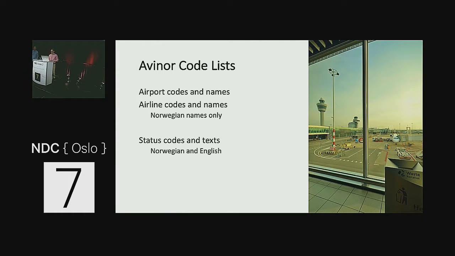They also provide us with some code lists. There's airport codes and names. There's airline codes and names. Unfortunately, these are available only in Norwegian. So, if I'm interested in the airport at the capital of Denmark, Copenhagen, when I ask for the code list for the name, I'll get København, which is the Norwegian and Danish name of it. But status codes and texts are available in both Norwegian and English.